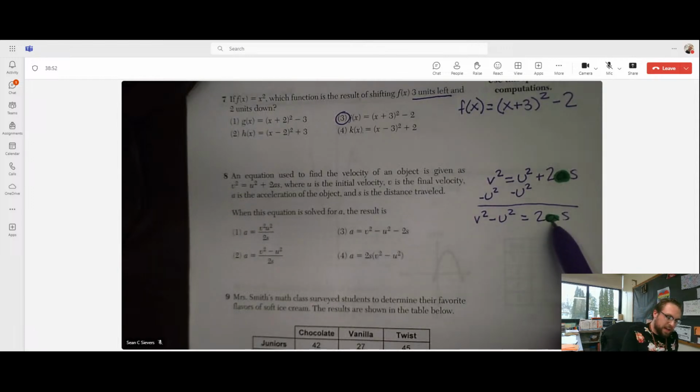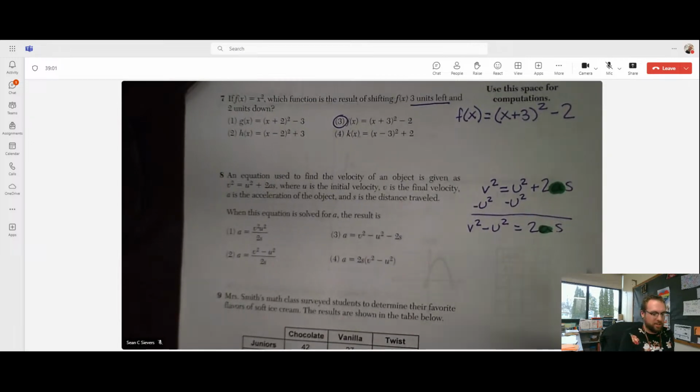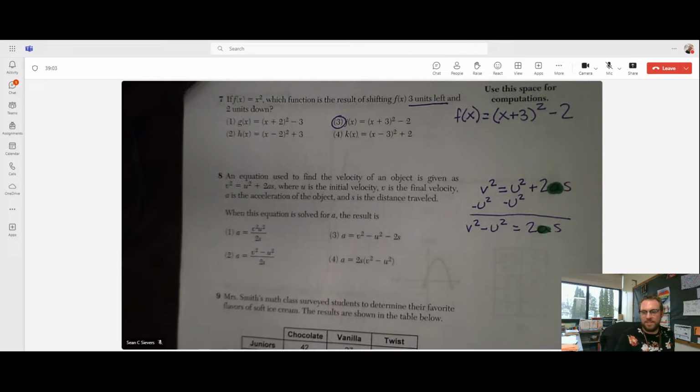So we have 2as. What operation is holding all three of these together? Go ahead and drop it in the chat. What operation holds the 2, a, and s together?